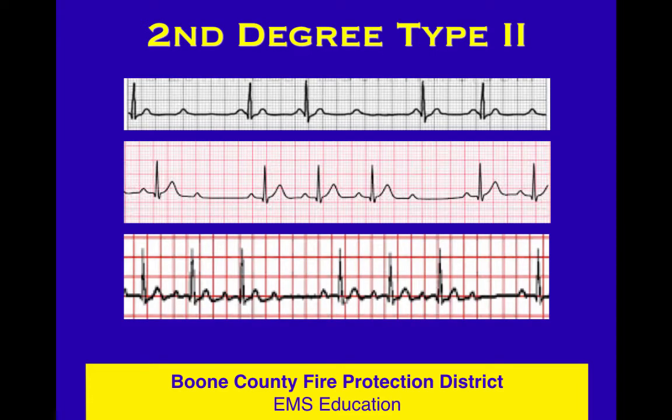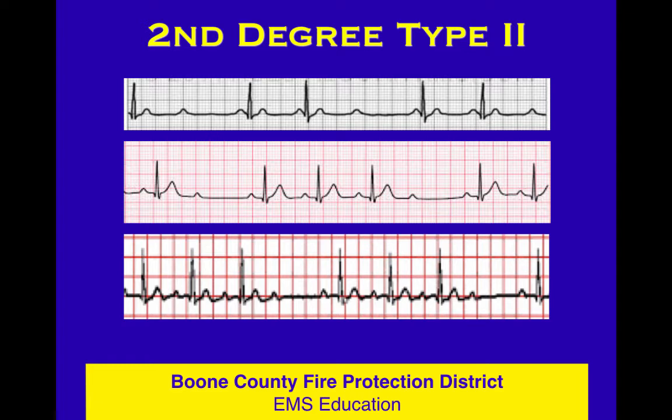Here's a second degree type 2. You notice a dropped beat. March out the P's. So is the rate okay? Well, probably. What are the P waves doing? March out the P's. Are the atria making a regular rhythm? And they are. If you use your field calipers, you will find that those P waves march out all the way across there. It's just that one of them doesn't produce a QRS.